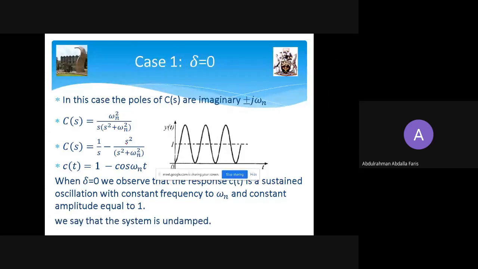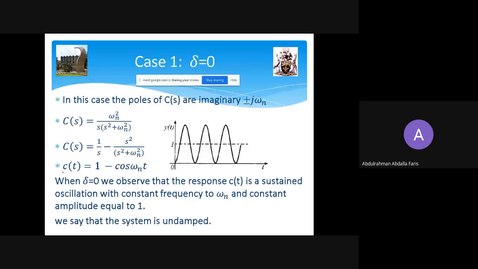When we separate and perform the inverse Laplace transform, we'll have our response as this. So from here we can see that this response has a constant of omega n, and this cos omega n, it means there will be some oscillation.